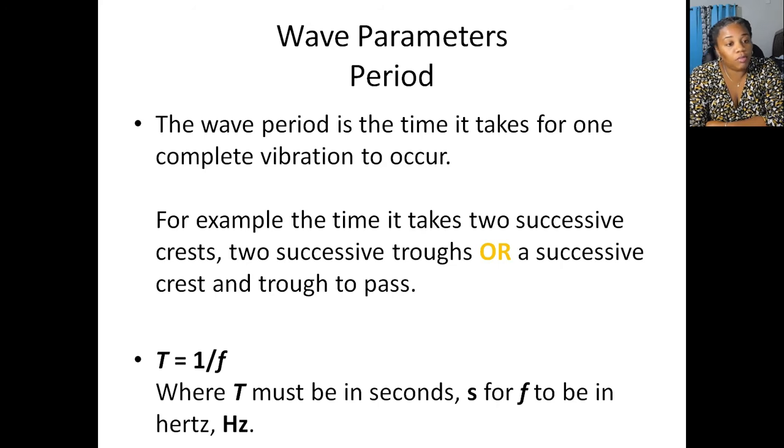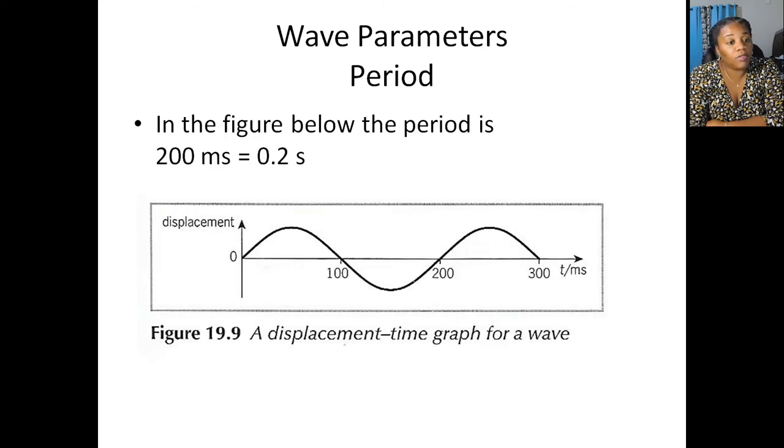So again, the wave period is the time it takes for one complete vibration to occur. For example, the time it takes 2 successive crests or 2 successive troughs or a successive crest and a trough to pass. In the figure below, the period is 200 milliseconds, which is also equal to 0.2 seconds, simply because a milli is equal to 10 to the negative 3, so we just multiply 200 by 10 to the negative 3.